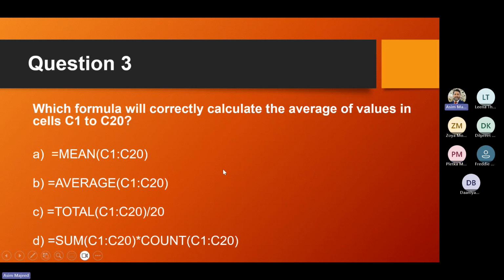Okay, the correct answer here is actually B, because we have used the formula AVERAGE in the classroom. Whenever you want to find the average, sum, minimum, minus, multiplication, division, we simply have to use the equal sign and then write the word. In this case, when we talk about average, we simply write equal, AVERAGE, and then C1 to C20. So AVERAGE is the correct formula in this instance, okay? Let's move on to question number 4.